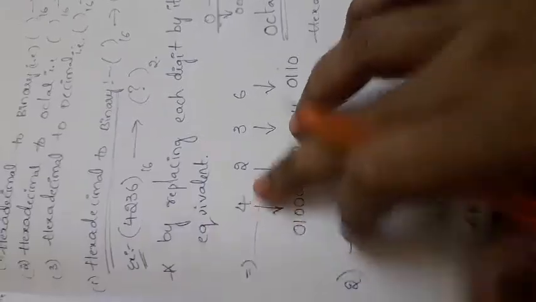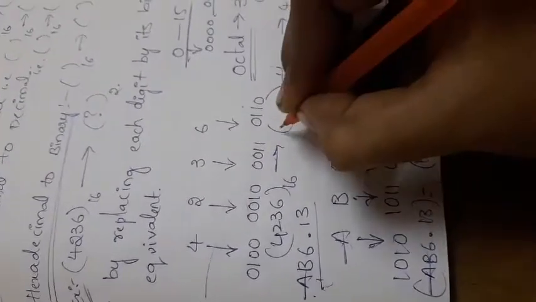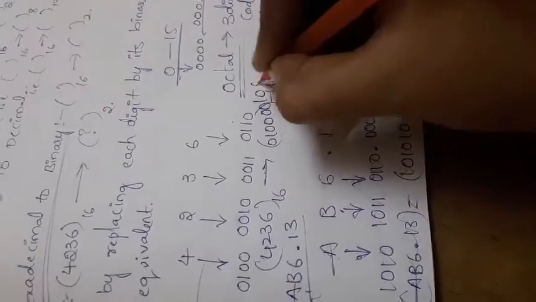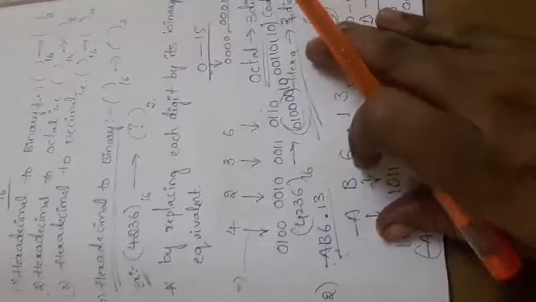For 4236, what is the final binary result? 4236 in base 16 converts to the binary number 0100 0010 0011 0110. So this is the final result, related to hexadecimal to binary. What is the main step here? Replacing each digit by its binary equivalent. Now we'll go for the second conversion, hexadecimal to octal.